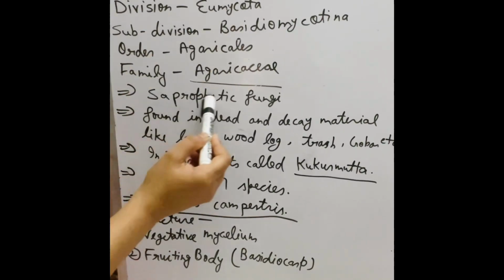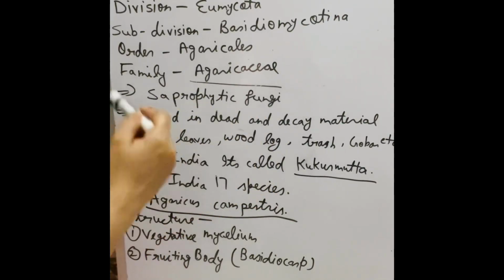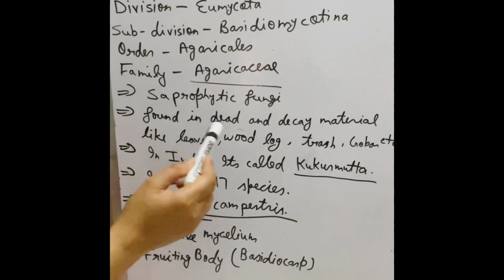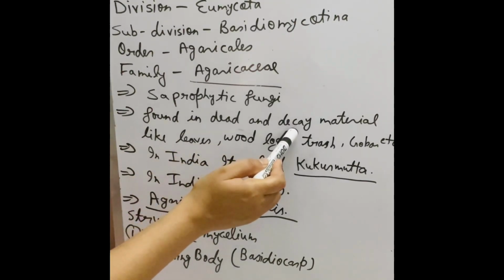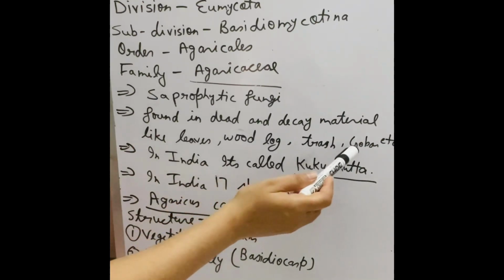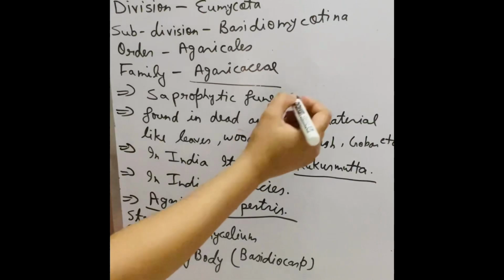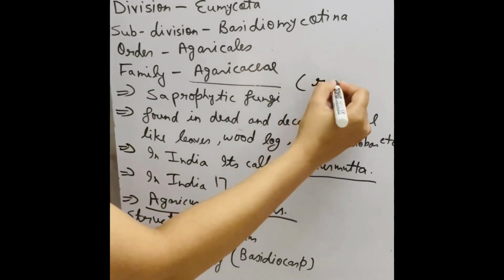Now let's discuss the general characters of Agaricus. Agaricus is a saprophytic fungus. It means it is mainly found on dead and decaying material like dead leaves, wooden logs, trash and gobar. Because it's a saprophytic fungus, it is mostly found in the rainy season.